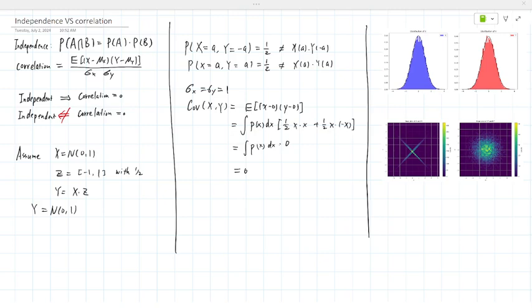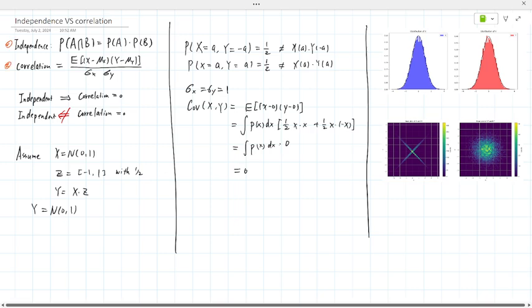Okay, let's talk about independence or correlation. Here's a definition of independence and correlation. Independence means the joint event, A happened and B happened, has probability equal to the probability of A multiplied by the probability of B. Correlation is the expected value of X minus the mean of X, multiplied by Y minus the mean of Y, divided by the standard deviations of X and Y, or the square root of variance multiplied by variance.